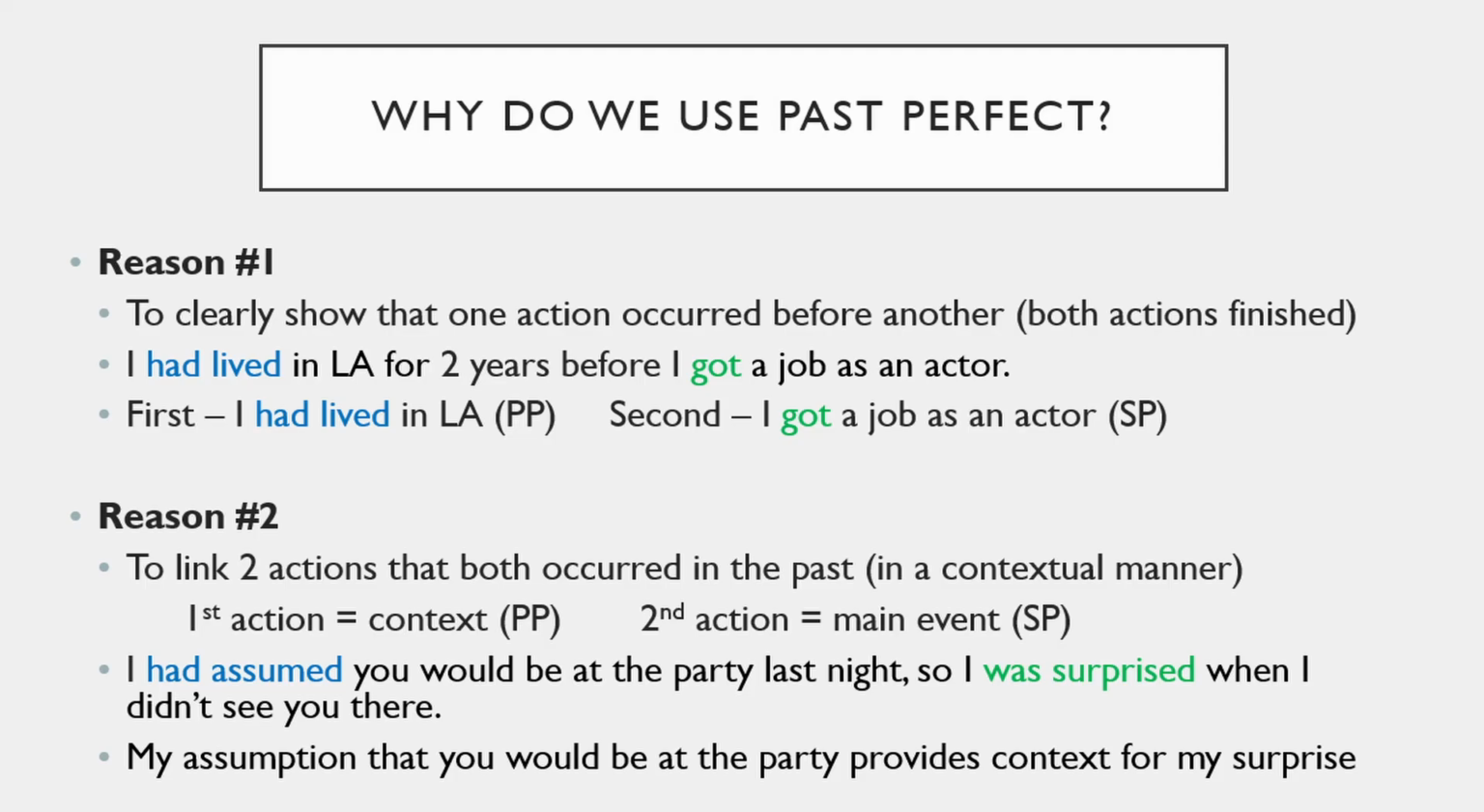The reason we use the past perfect tense, number one, is to emphasize which action happened first and to do it in a very efficient way. That's reason number one. Reason number two is when we want to contextualize an action. We want to create almost a cause and effect relationship, or at least a context where one action is the background action to the other one, right? I had assumed you would be at the party last night, so I was surprised when I didn't see you there, right? I had assumed. That's my background action. It's providing context to the second action, which is the simple past, and that's the main action, okay? So that's my talk about the past perfect tense.